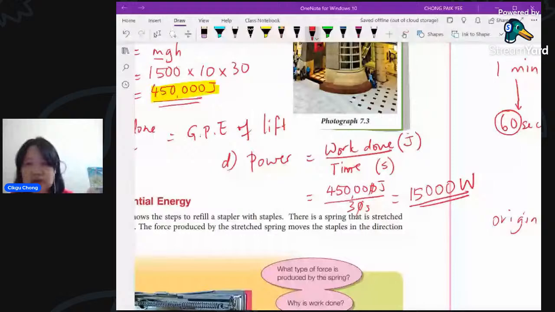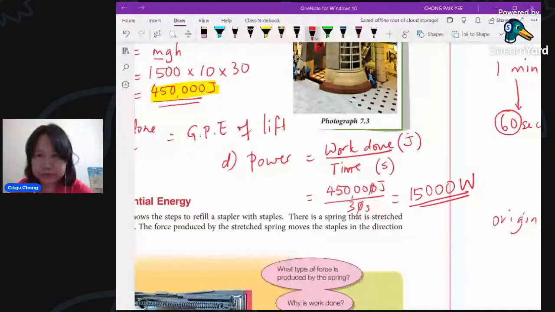Okay, so you see, it's not difficult. You need to know how to use the formula. What are the numbers they give you? You put them inside and make sure the unit is correct. You get the answer. Okay, now let's go on to the next one. Elastic potential energy. So I need to go to the second one. Go back to this one.